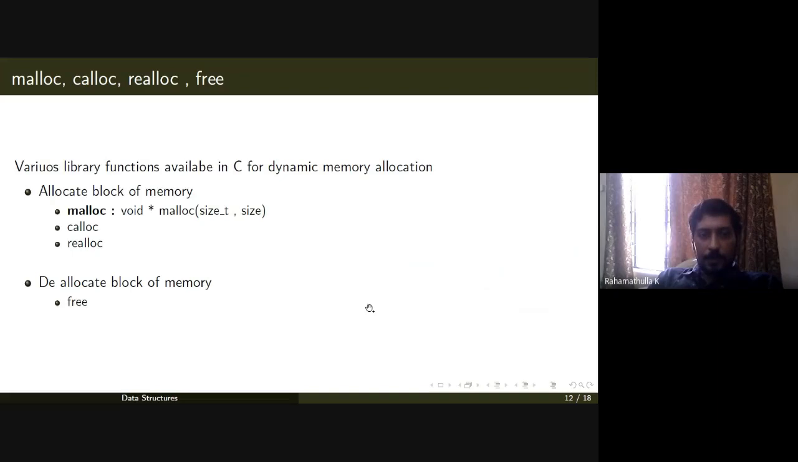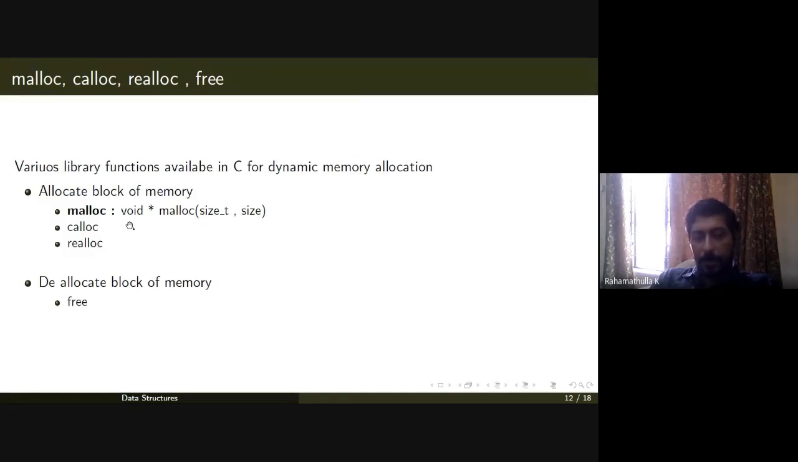Let's see the functions malloc, calloc, and realloc in a bit more detail. The various library functions available in C for dynamic memory allocation are malloc, calloc, and realloc. And for deallocating a block of memory, you can use the function free.